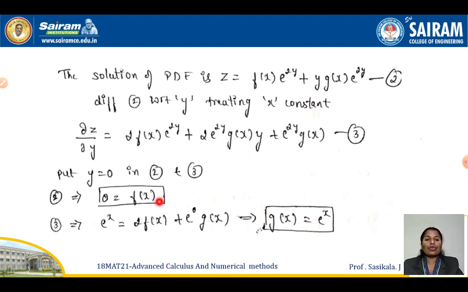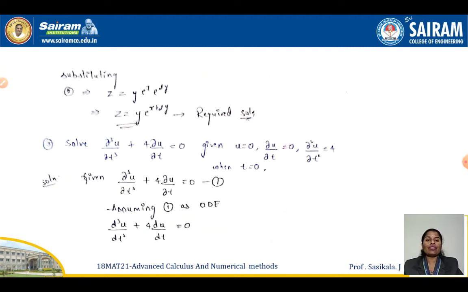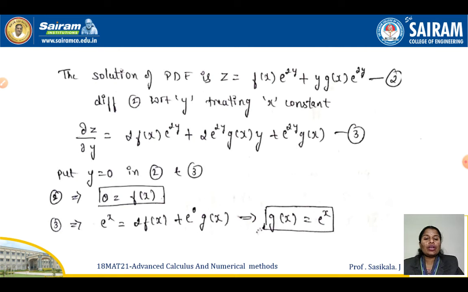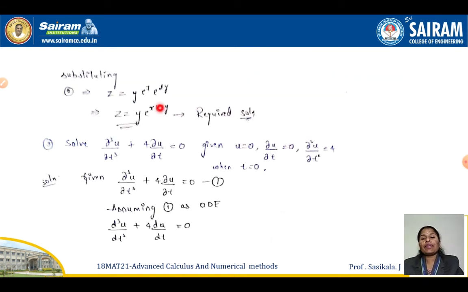So f of x will go to 0. In this equation, replace only g of x. So your solution is equal to e to the power of x into y, g is e power x into e power 2y. So we'll get e power of x plus 2y. That's all. It's clear, na?